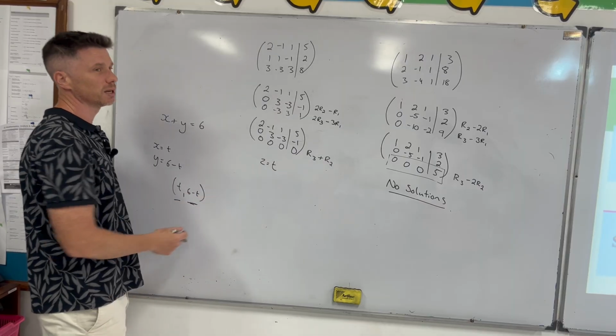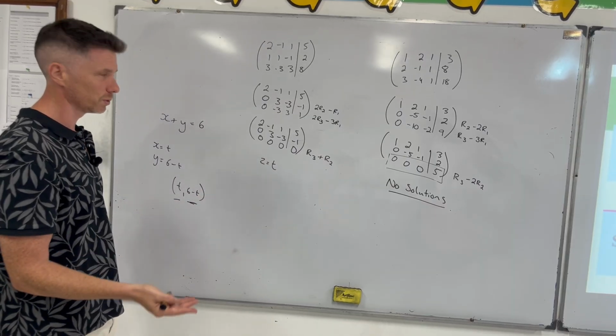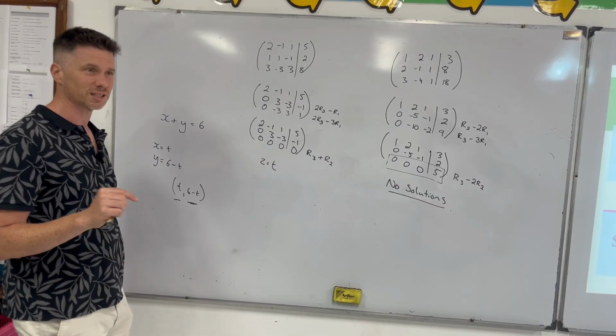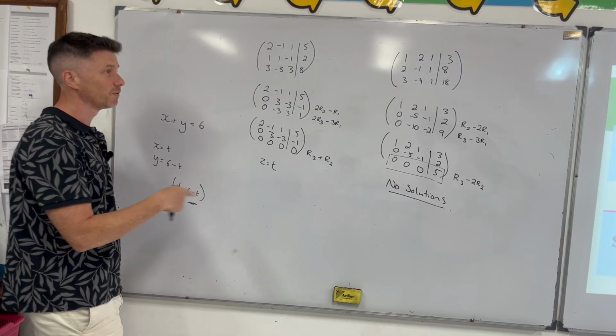Okay, we're going to do the exact same here. We're going to say, well, z is t, and then we're going to figure out what they're all in terms of t. So at least if I knew what t was, I would have all the solutions.